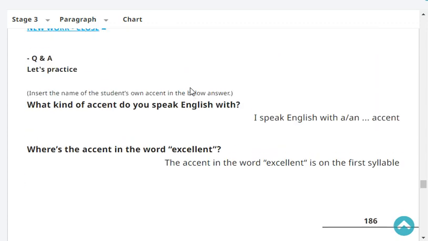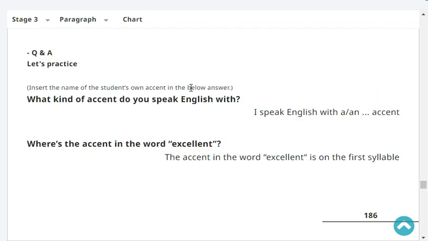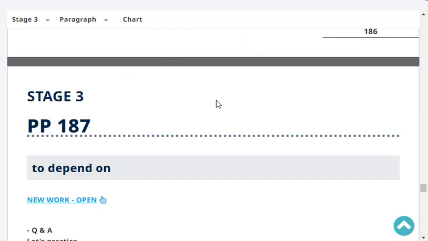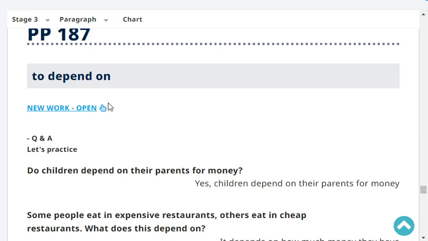Let's practice. What kind of accent do you speak English with? I speak English with a Japanese accent. Where's the accent in the word excellent? The accent in the word excellent is on the first syllable. Very good.